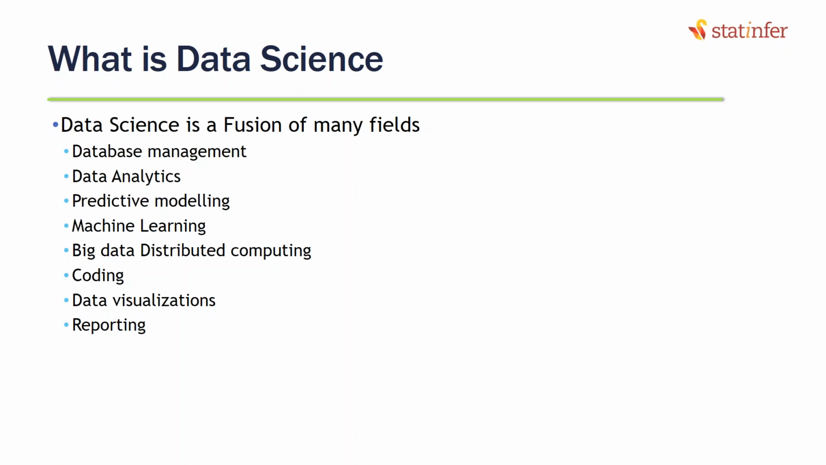Unfortunately or fortunately, people these days call anything that is related to data analytics, anything related to data visualization, data science, isn't it? If you see outside, two jobs will be called data science, but their responsibilities are totally different. In one job, you might be doing machine learning. In the other job, you are doing just data visualization and reporting. Or in another job, you're just coding for a distributed computing environment. So in general, the mixture of all these fields is nothing but data science.